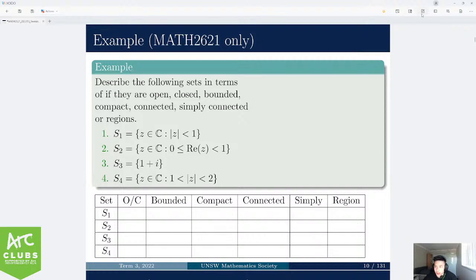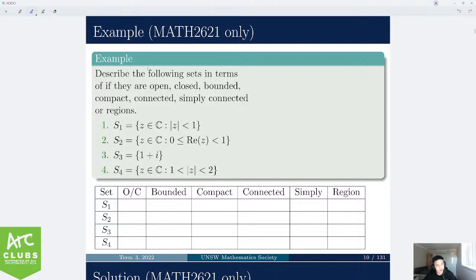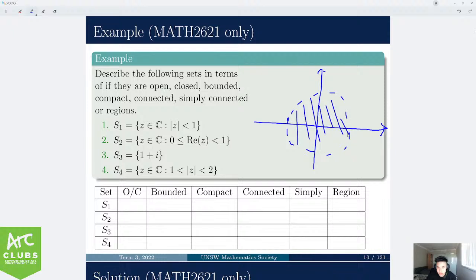So a couple of examples over here. We're going to describe the following sets in terms of whether they are open, closed, bounded, compact, connected, simply connected, or if they are regions. So number one, we had the set such that the mod of z is less than 1. That's going to be something like this over here. Firstly, it's going to be open because every point inside is an interior point. This is going to be bounded because we can fit it inside another bigger circle.